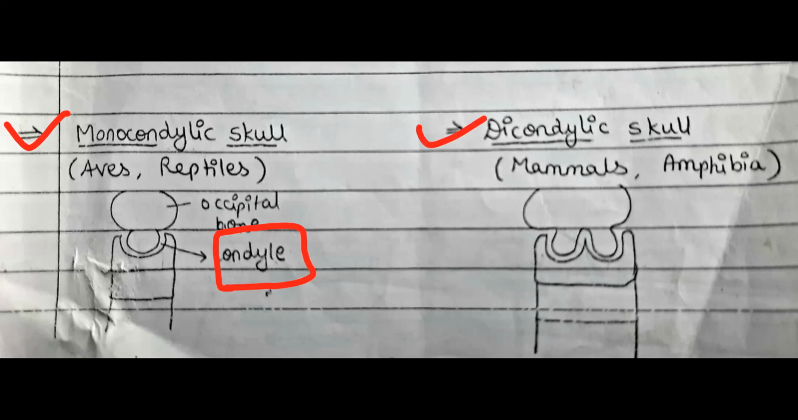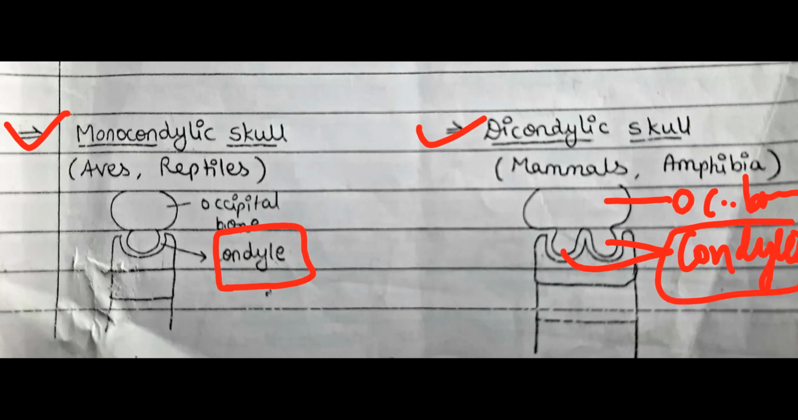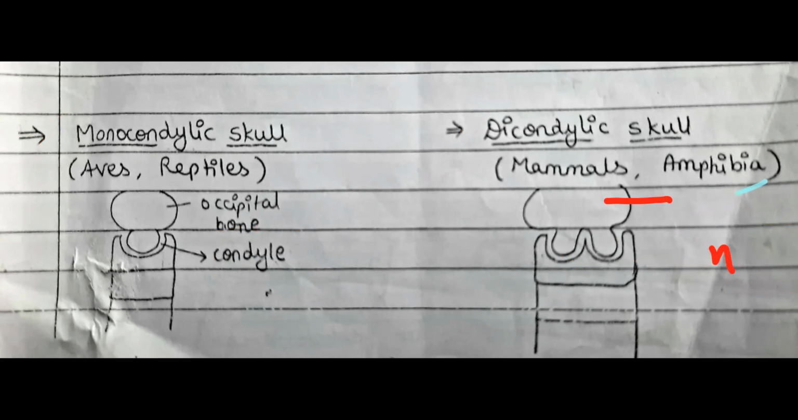On the other hand, mammals and amphibia have skulls with two condyles from the occipital bone. These are called dicondylic skulls. So monocondylic skull and dicondylic skull are two different types of skulls. Aves and reptiles have monocondylic skulls. Mammals and amphibia have dicondylic skulls.